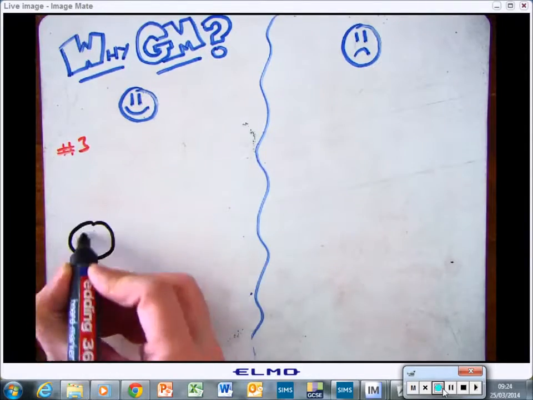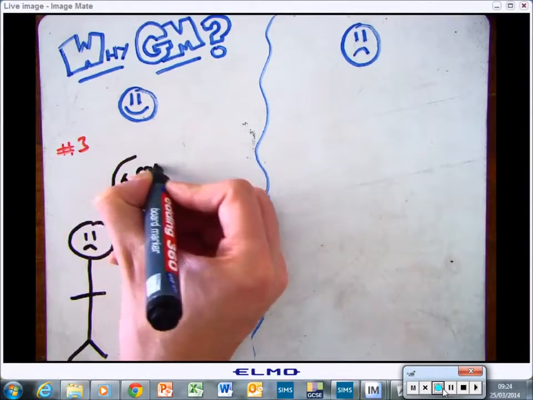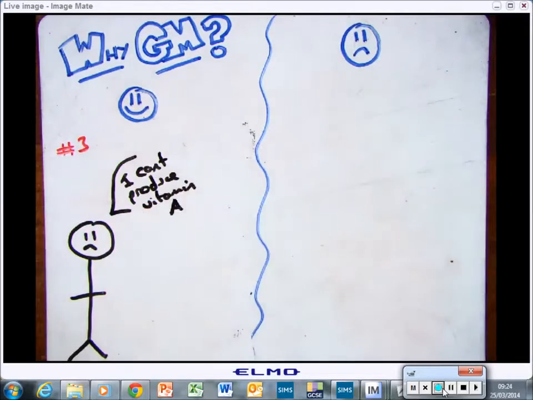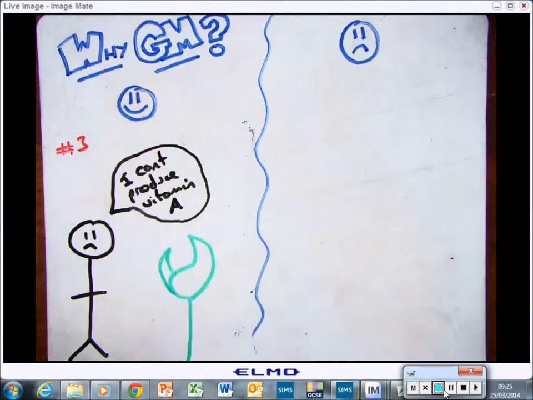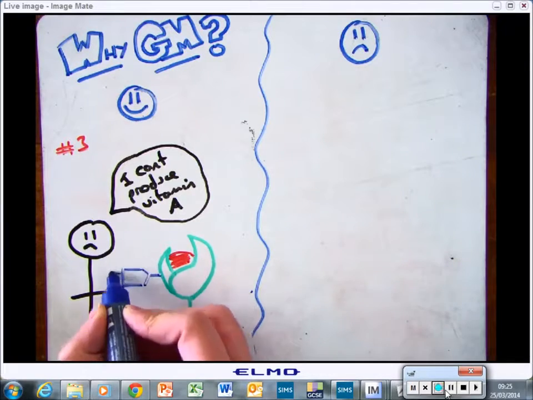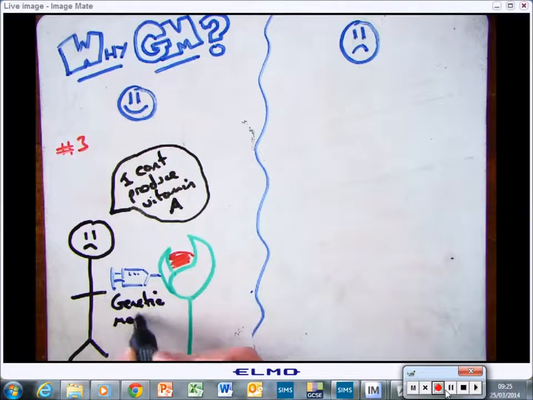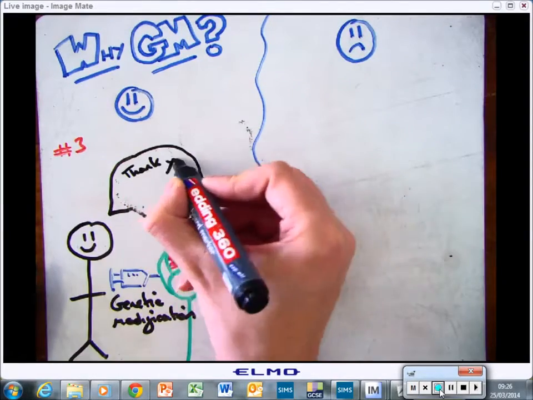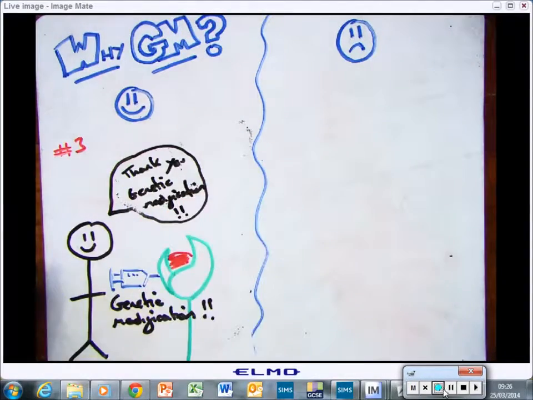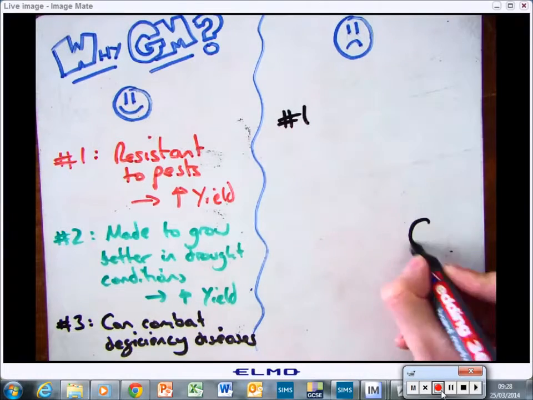And last but not least, in the pro column, some crops can be engineered to combat certain deficiency diseases. So for example, if you've got someone that doesn't get enough vitamin A, what they can do is produce something called golden rice. Now that's been genetically engineered to produce a chemical that is converted in the body into vitamin A.